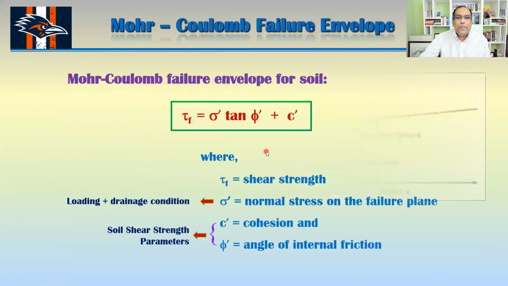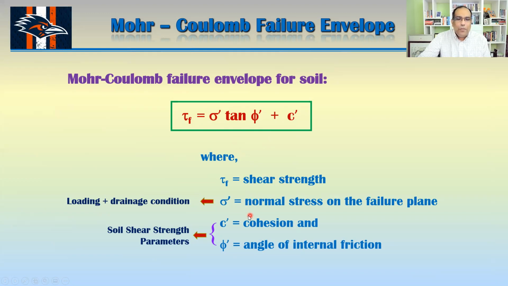Now, the Mohr Coulomb failure envelope, that is where the soil actually failed. Mohr and Coulomb proposed a relationship, which I have been showing you in the previous slides, that your tau f, meaning your shear strength, is basically sigma prime tan phi prime plus c prime. Okay, so this is your shear strength. This is your effective confining stress. This is the angle of internal friction, and this is your cohesion.